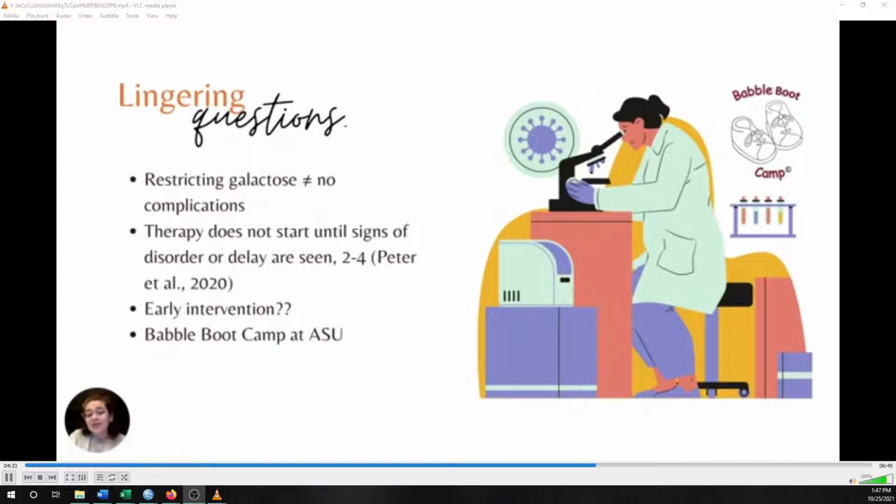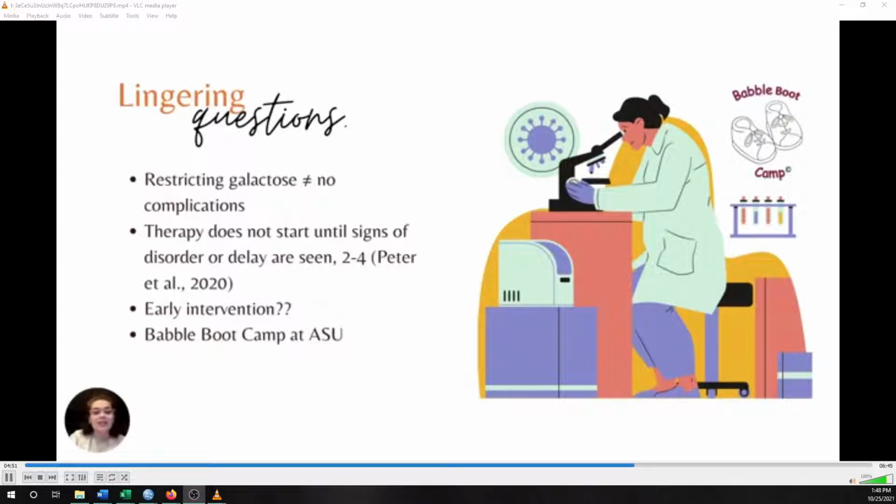My lingering question is, what else can we do to protect these patients to prevent the further complications? I know simply restricting galactose, I just feel like that is not enough. I feel like we should be doing more. But what can we do?